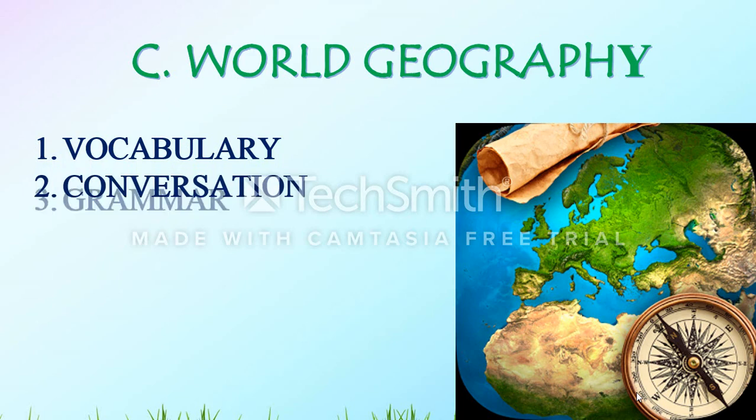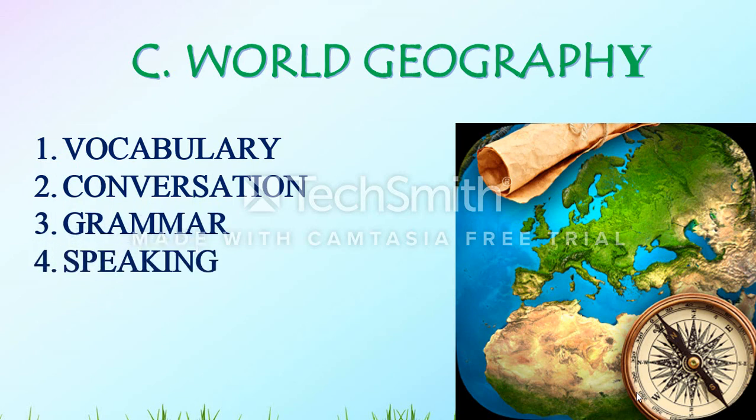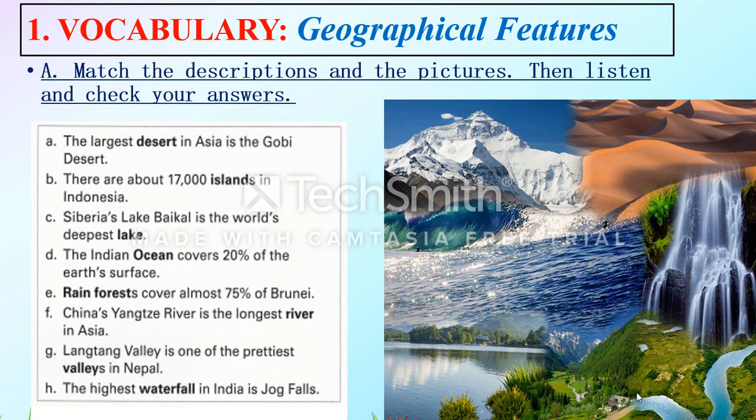Next, grammar. The fourth is speaking, and the last part is keep talking. Let's move to part 1, vocabulary, geographical features. As you can see, part A.